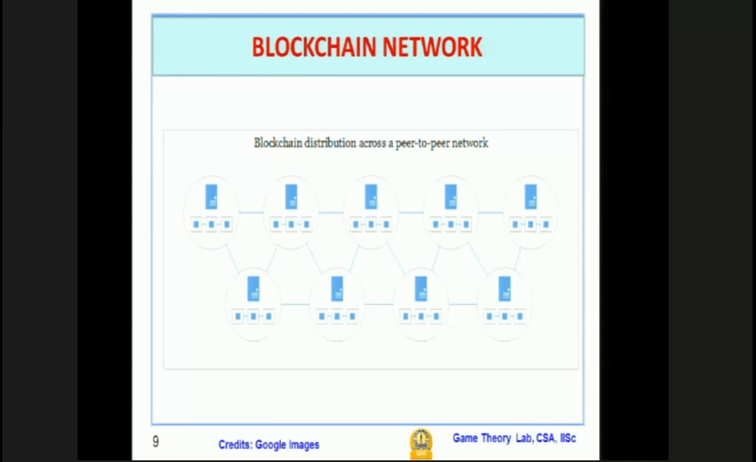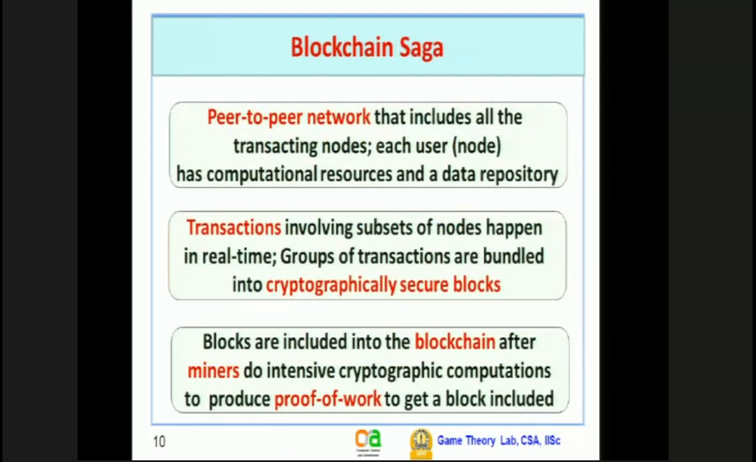Now, in a public blockchain, you have a large number of users. Each user has a computing facility and also a data repository. And you can see that there is a ledger here. This is the so-called distributed ledger, which is one of the fundamental building blocks of blockchains. It's a network that includes all the transacting nodes. I'm talking about public blockchains here.